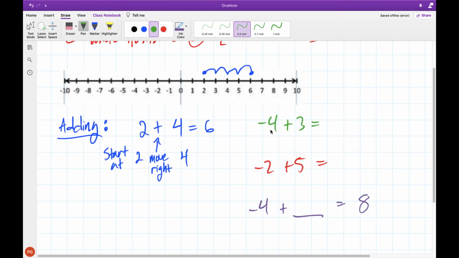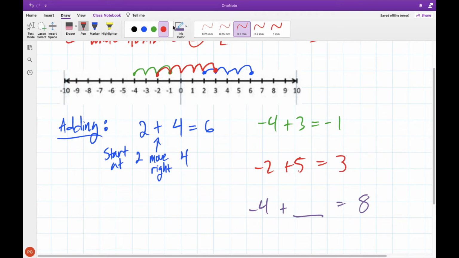Another question, negative 4 plus 3. Now that we're dealing with negative numbers, the rules are still the same. This is still telling us to start at negative 4, and then we're still moving right by 3. 1, 2, 3. And we can see that our answer is going to be negative 1. Do the same thing, negative 2 plus 5. We're starting at negative 2, and we're moving 5 to the right. 1, 2, 3, 4, 5. And we get positive 3.